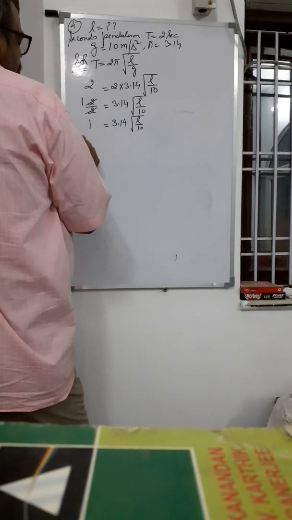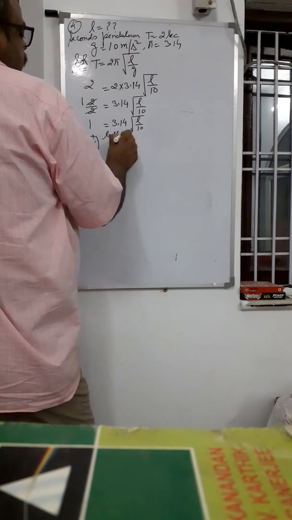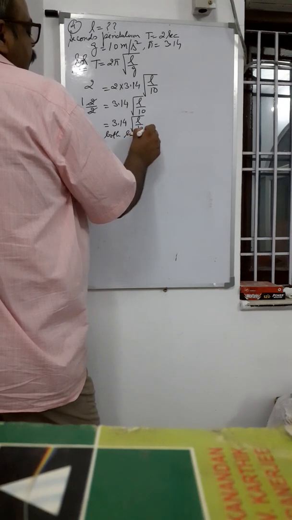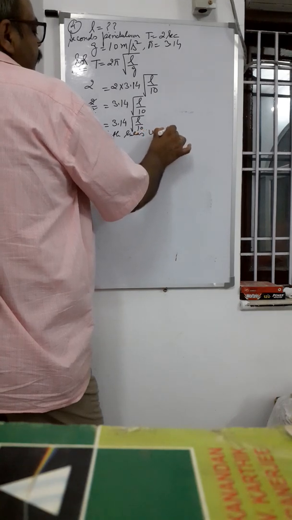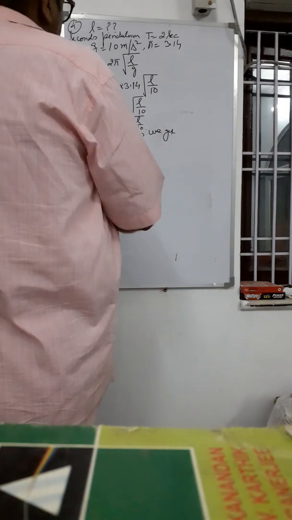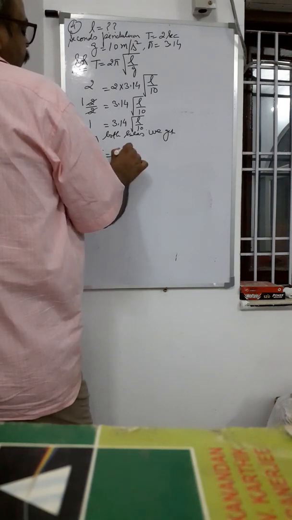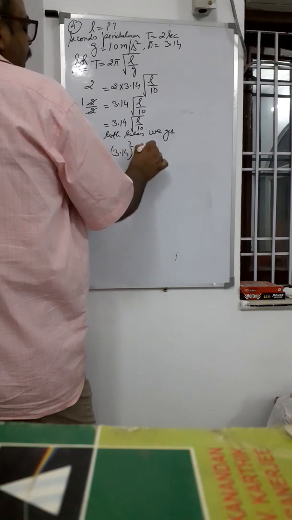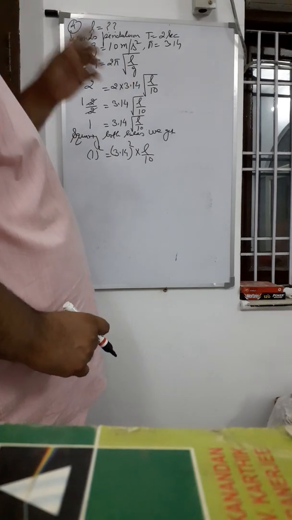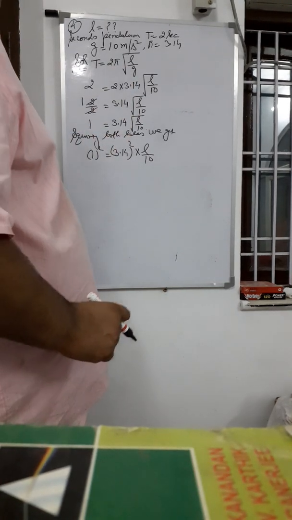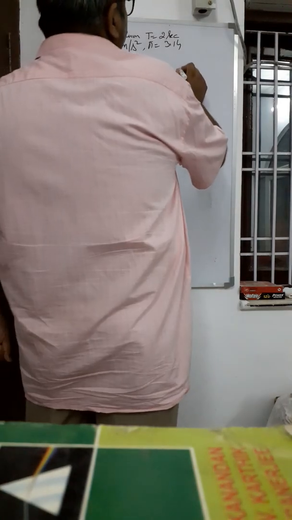So it is better we square both sides. Squaring both sides, we get 1 square, 1 only, equals 3.14 whole square into L upon 10. You got it? Why have I made it square? To remove this under root. So on multiplying 3.14 into 3.14, manually we have to do that.